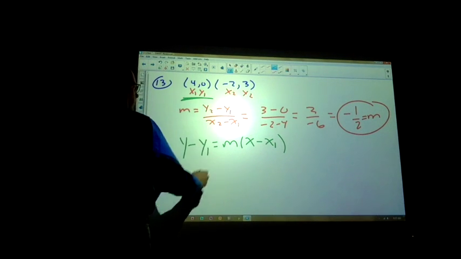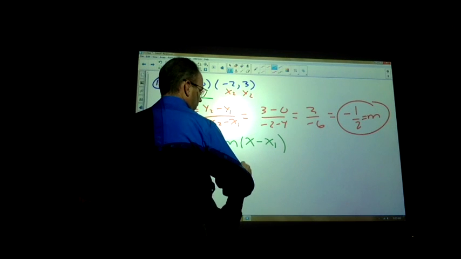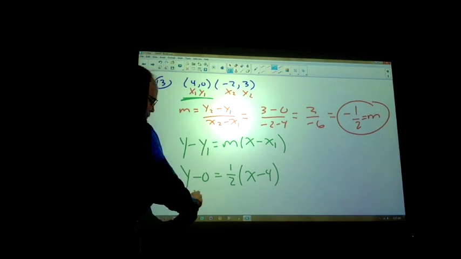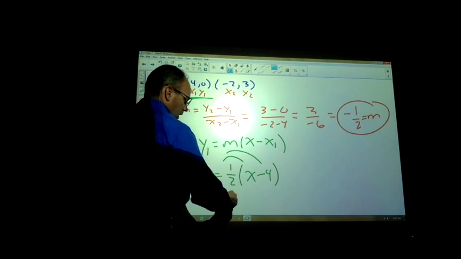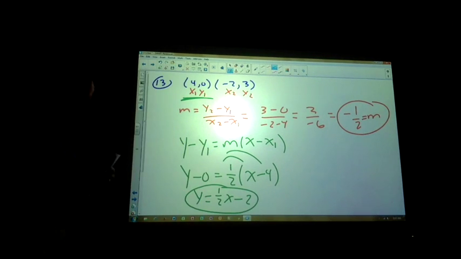Okay, I've already labeled x1, y1, so don't change it. Okay, y minus 0 is just y. That's set. Distribute here. So I get 1/2 x. And then half of negative 4 is 2. There's my equation. Done.